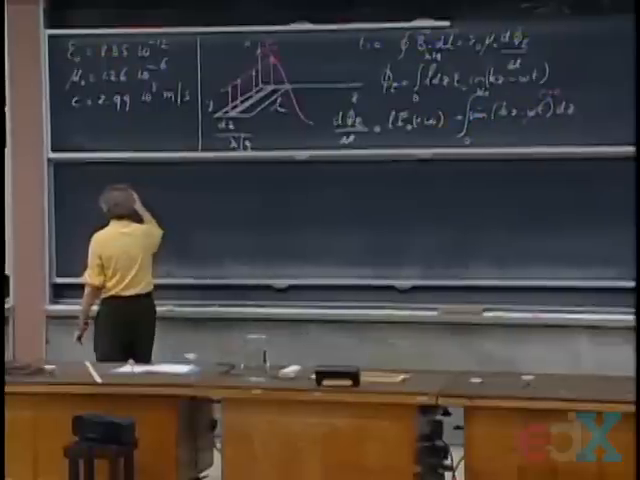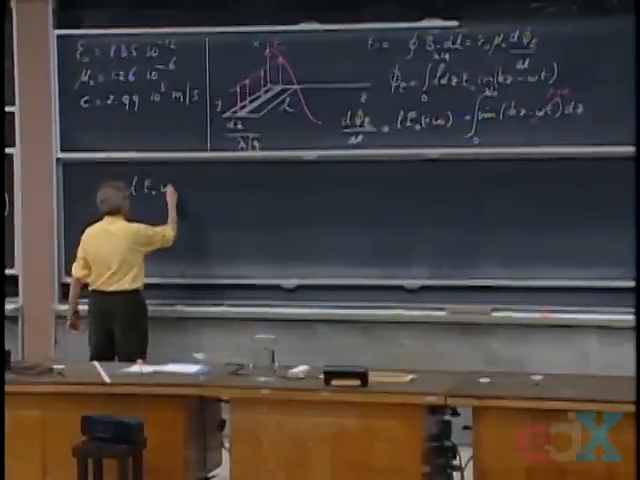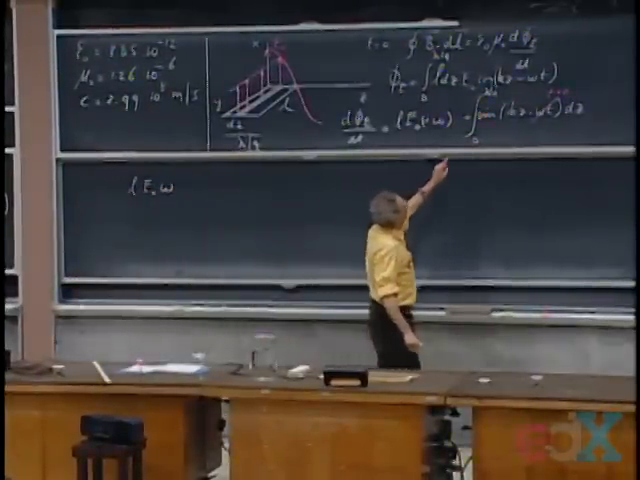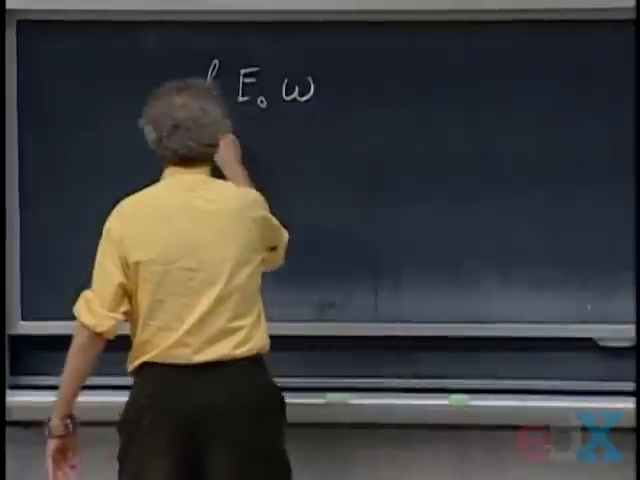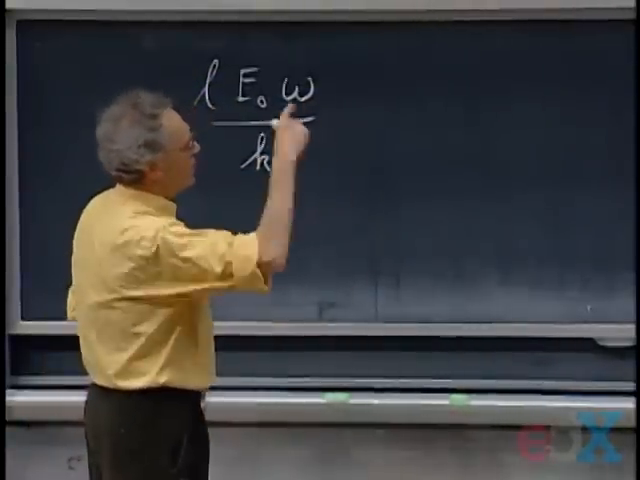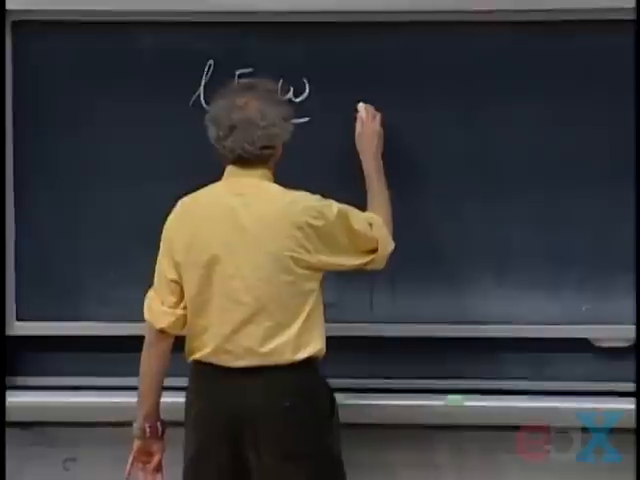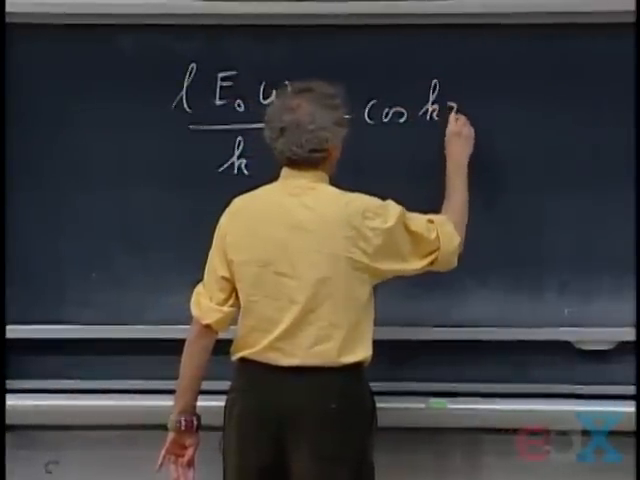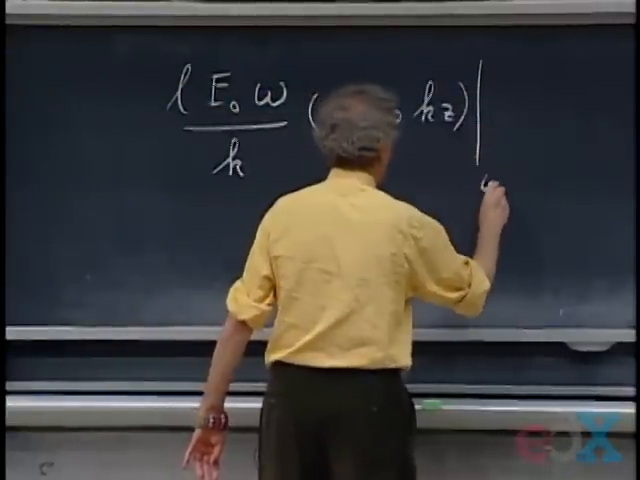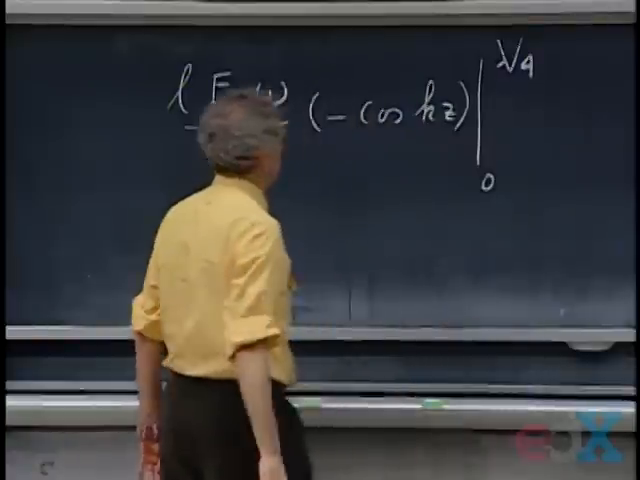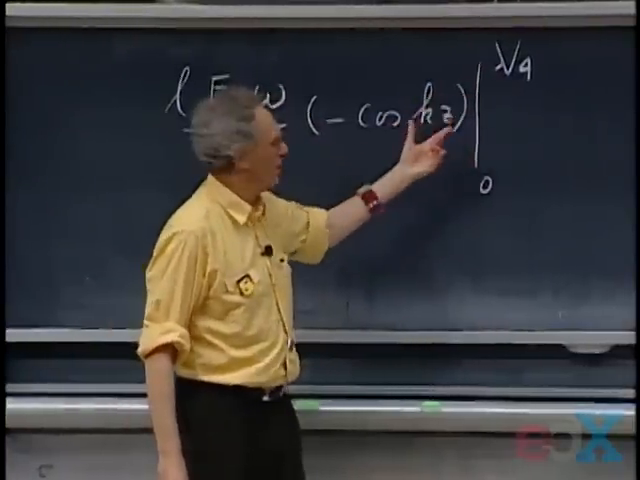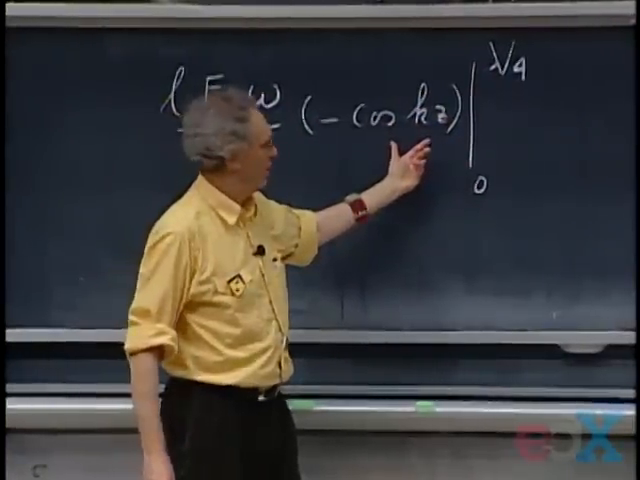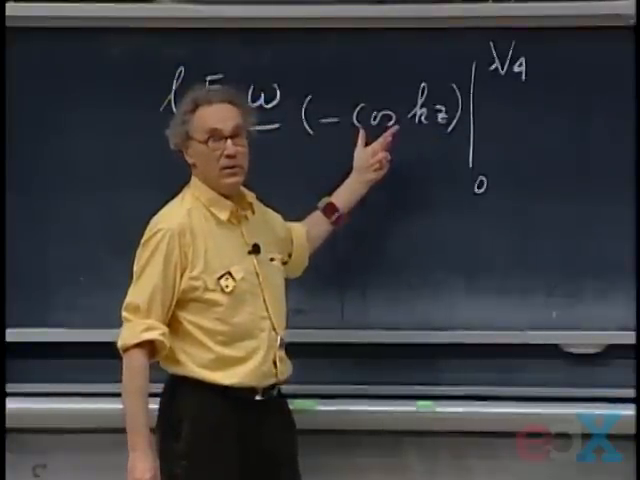So I'm going to continue here. I got L times E0, I have an omega, and now I have to do the integral of sine kz dz. Well, the kz means I have to get a k out, which is here. And then the integral of sine dz is simply minus the cosine of kz, and I have to evaluate that between 0 and lambda over 4. If I evaluate cosine kz between 0 and lambda over 4, that's minus 1. I'm sure you can do that alone. Times this minus 1 makes it plus 1.